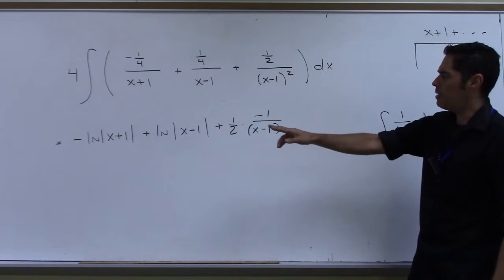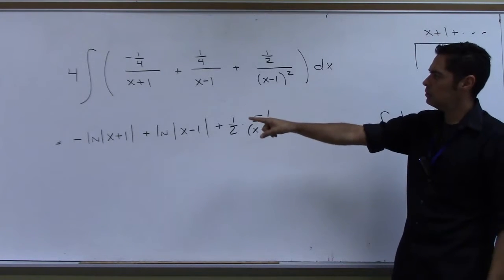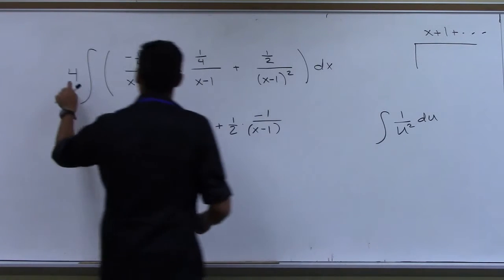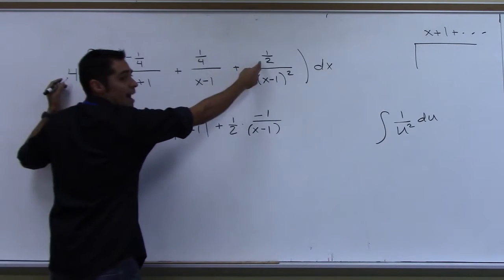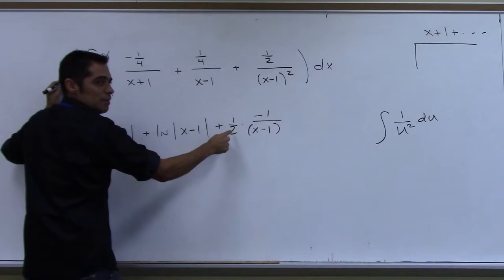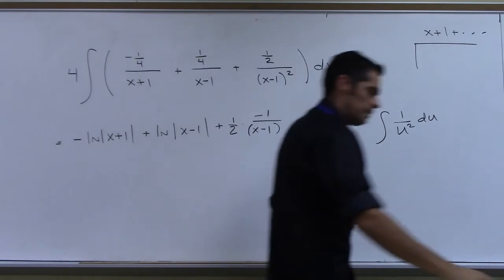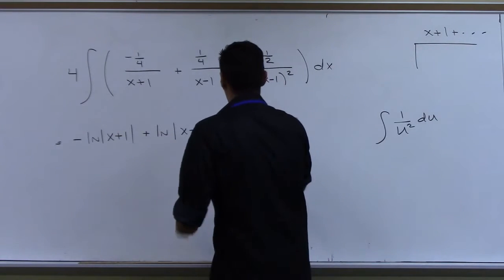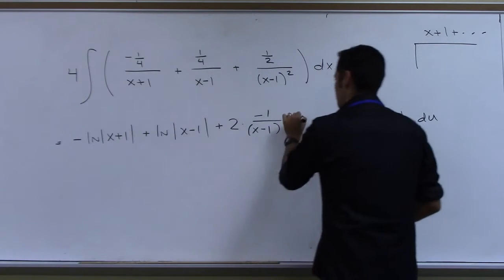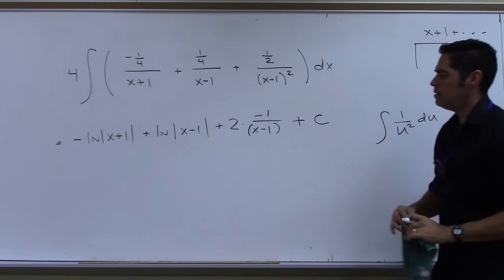And, uh-oh, I forgot my 4. No, it went away when you pulled out the 1. Yeah, I need this 4 for this half. So that would actually be a 2. And then plus c. And then that should be it.